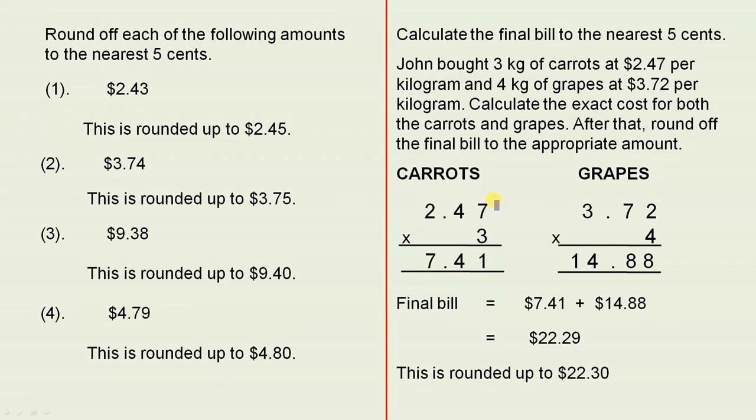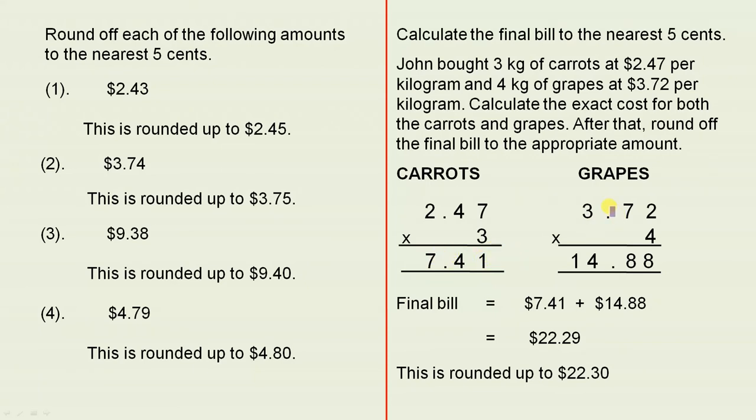So with respect to the carrots, we have 3 kilograms and it's $2.47 per kilo. So when we do that multiplication, we get $7.41. I haven't shown the working or the carrying or the trading, because you know how to do that. So that's $7.41 for the carrots. Now we haven't done any rounding here because it says calculate the exact cost for both the carrots and the grapes. We haven't done any payment yet, but this is the exact cost.